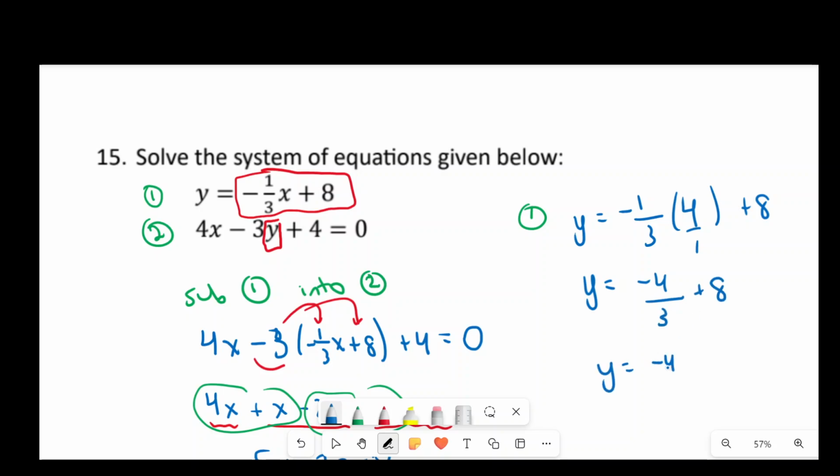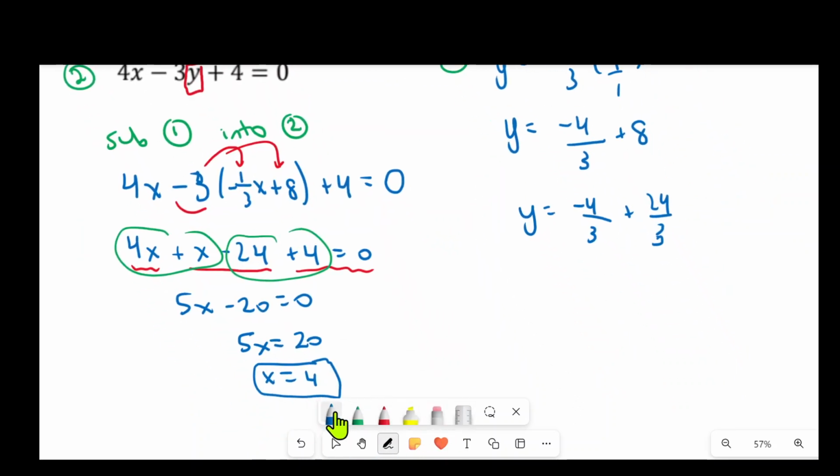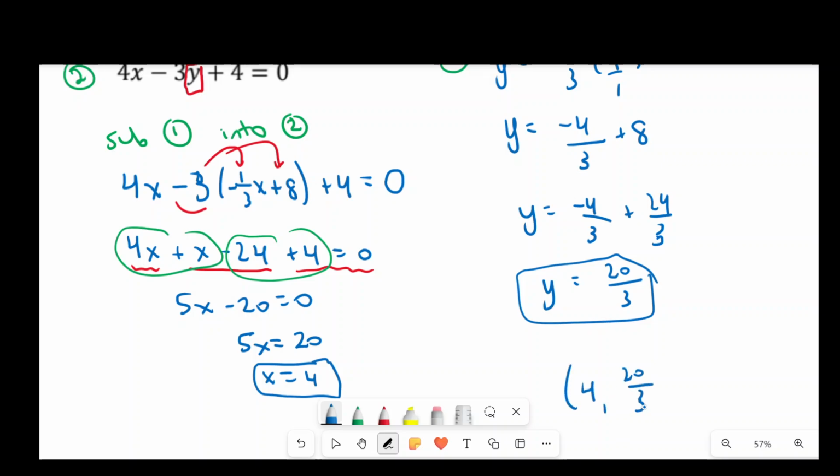So I need to get a common denominator here. So that would be 8 times 3 is 24. So I end up with y is equal to negative 4 plus 24 is 20 over 3. So my solution to this system is the point 4, 20 over 3.